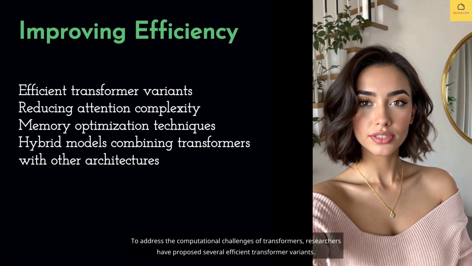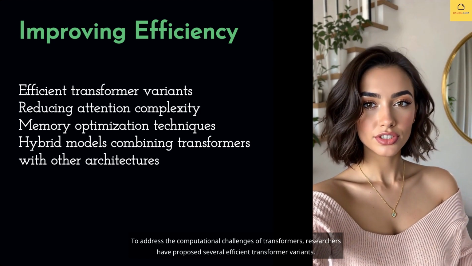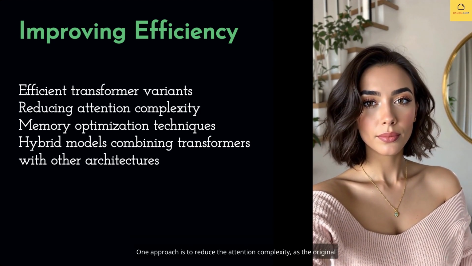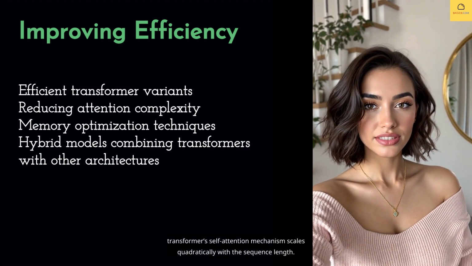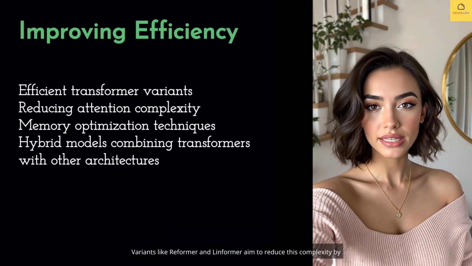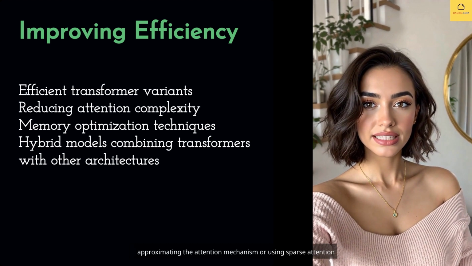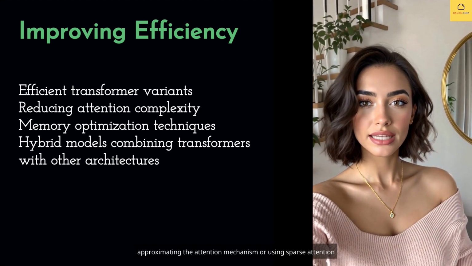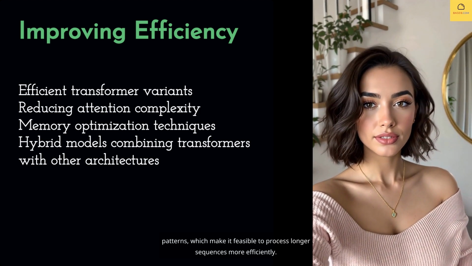To address the computational challenges of transformers, researchers have proposed several efficient transformer variants. One approach is to reduce the attention complexity, as the original transformer self-attention mechanism scales quadratically with the sequence length. Variants like Reformer and Linformer aim to reduce this complexity by approximating the attention mechanism or using sparse attention patterns, which make it feasible to process longer sequences more efficiently.